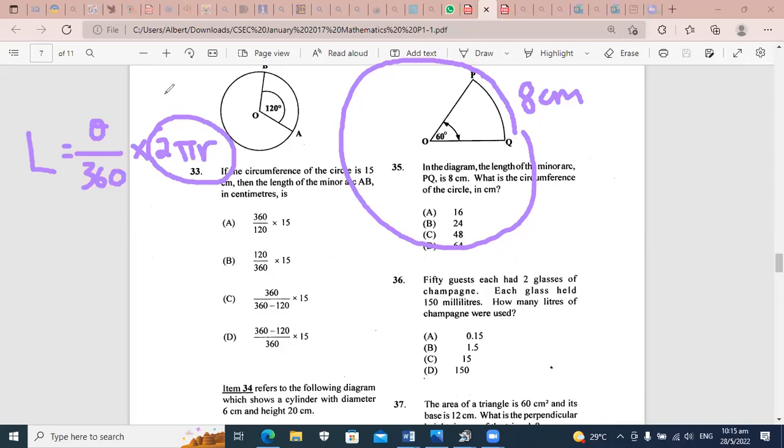So let's call this x. What is theta? 60, over 360, multiplied by x. Now, what is the length of the arc? 8. So 60 over 360 is 1/6, right?